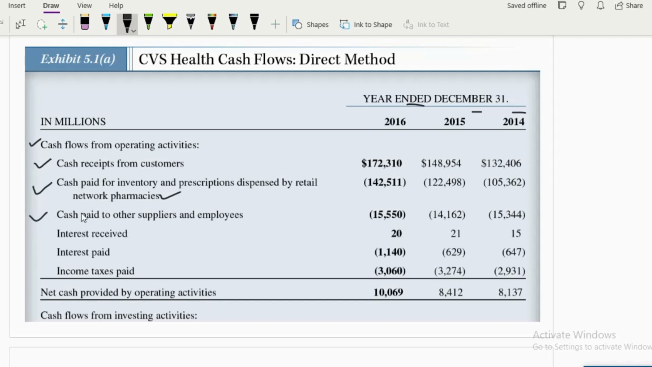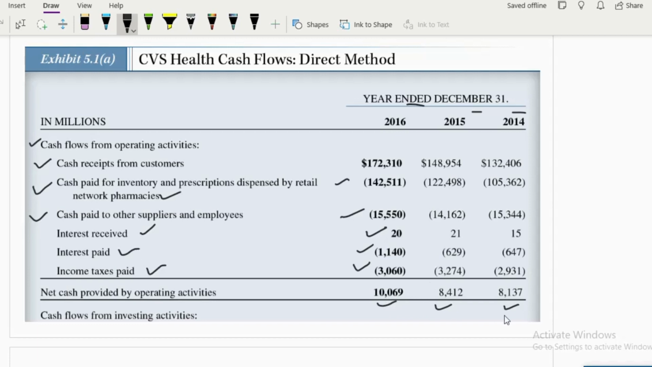Then the cash paid to other suppliers and the employees, that's also there, so payments are an outflow. Then interest which they are receiving, that's an inflow. Then interest which they are paying, that's an outflow. Then the income tax which they are paying, that's also an outflow. So when you net off all these values, you get their cash flow from operating activities.